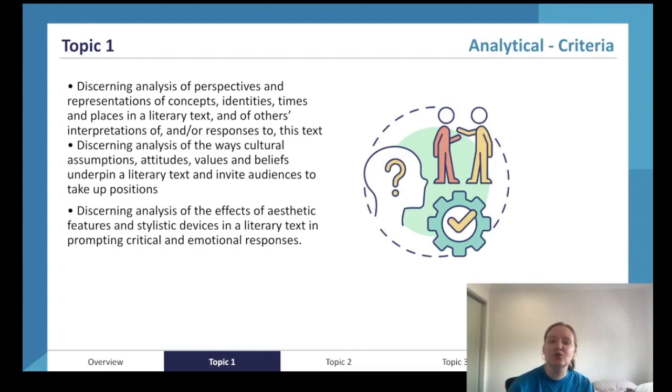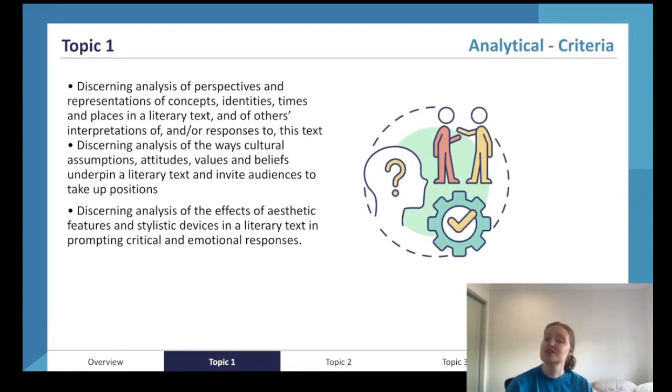So you need to be thinking really carefully about the cultural context which surrounds the text, understanding the way that it has manipulated the concepts, identities, times, and places, but you also need to be thinking about the way that the critic has viewed these same things, how that differs, and how that relates to the author's intentions for the text.